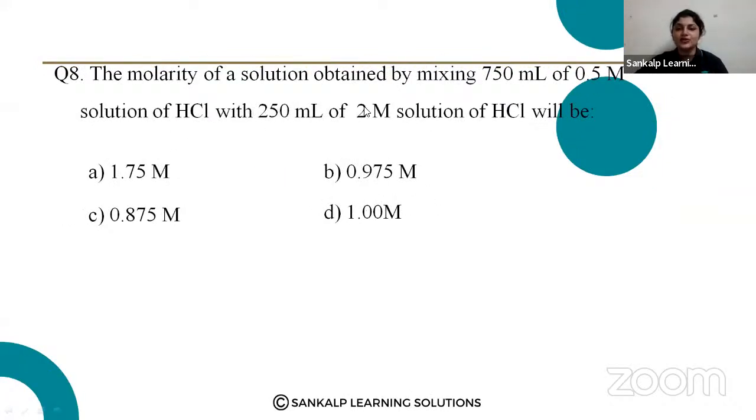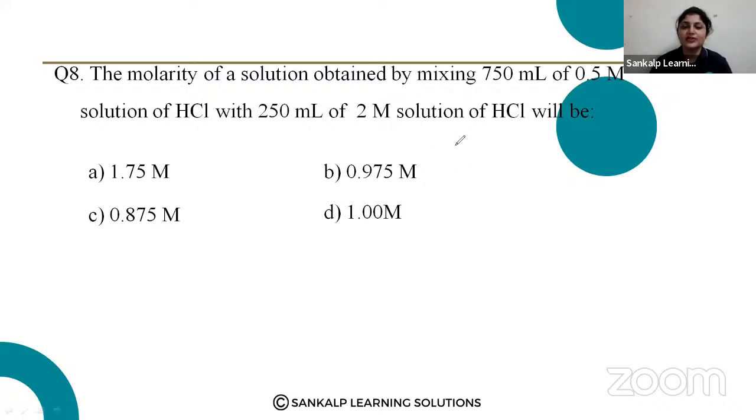So the molarity of a solution which is obtained by mixing 750 ml of 0.5 molar solution of HCl with 250 ml of 2 molar solution of HCl will be. So this is a problem wherein there are two different concentrations of HCl given. You're going to tell the resultant molarity.